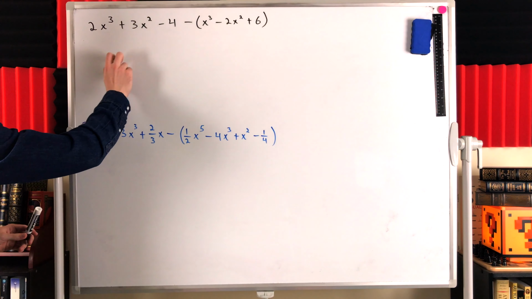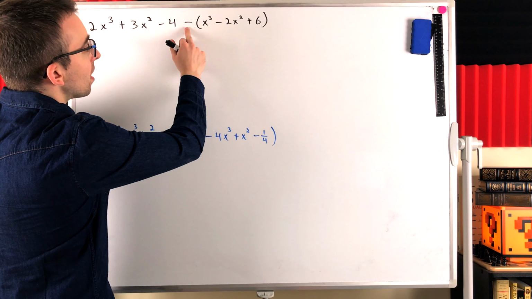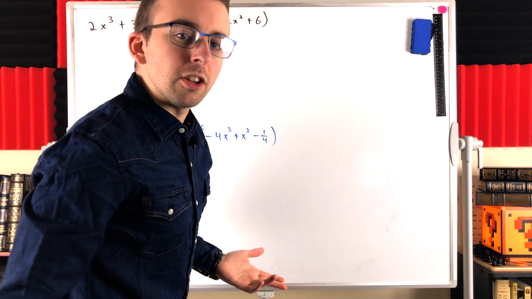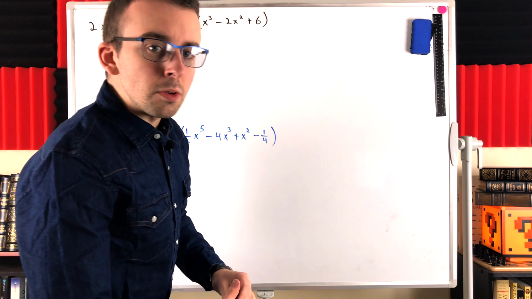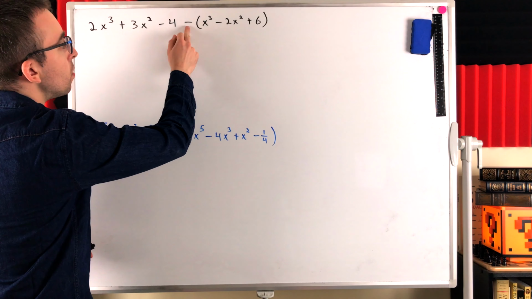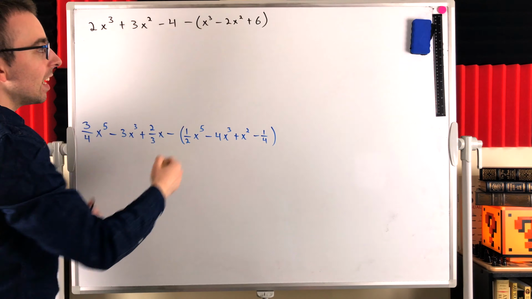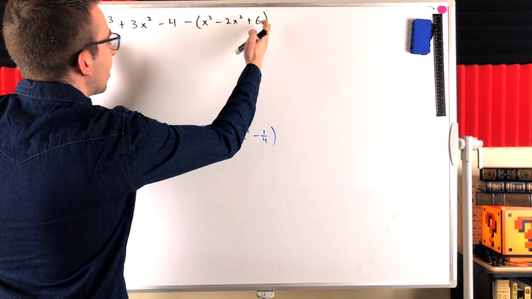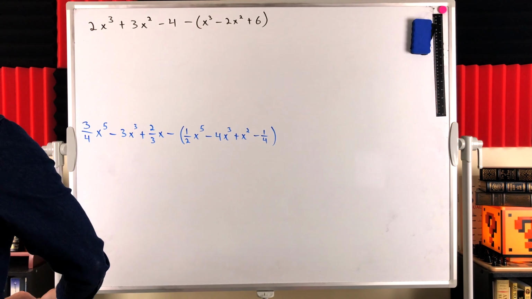We've got 2x cubed plus 3x squared minus 4. This is one polynomial, and then we're subtracting this other polynomial. So the first thing we want to do is get rid of these parentheses. In order to do that, we just need to distribute this negative throughout the polynomial. So basically, just multiply everything in here by -1, and then we can look at this as one big polynomial and start to simplify it.